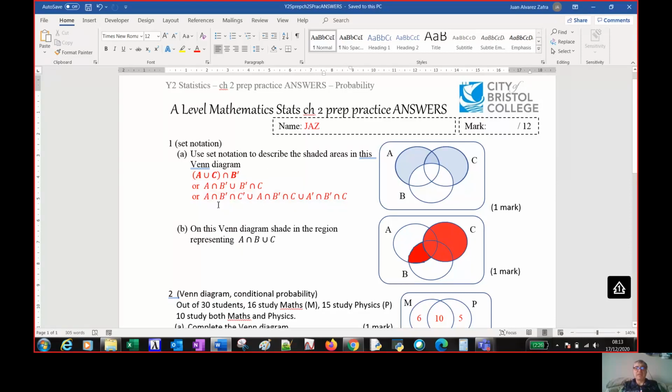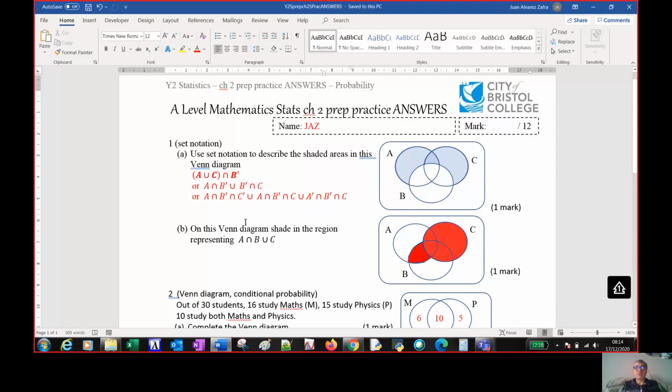So you could, for example, say that we're in A and not B. So that's this region here, where we're in A but we're not in B. Or we're in C and not B. So we're in this region, but not this region. And then the union basically means we shade this one in and we shade the second one in as well.